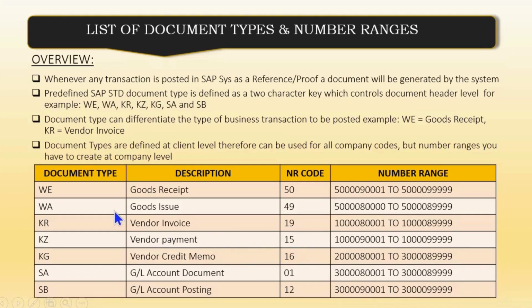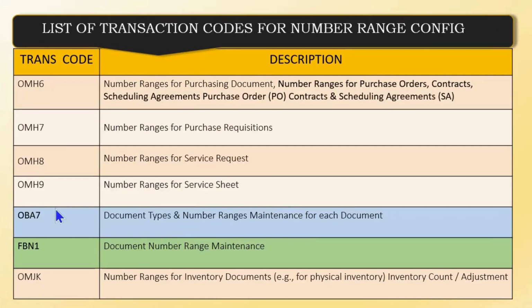We will create the number ranges. We'll perform some transactions and we'll see how we can assign the number ranges, and how the system is picking up the NR code and the number ranges automatically for each document type. Move on to the next slide.